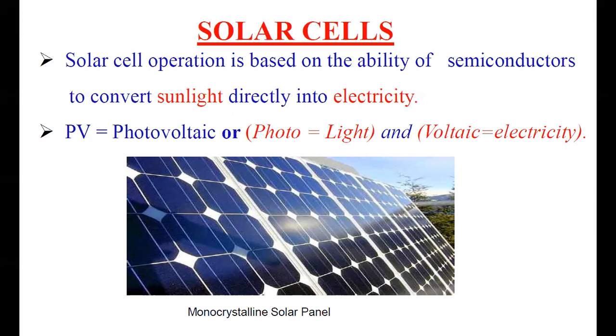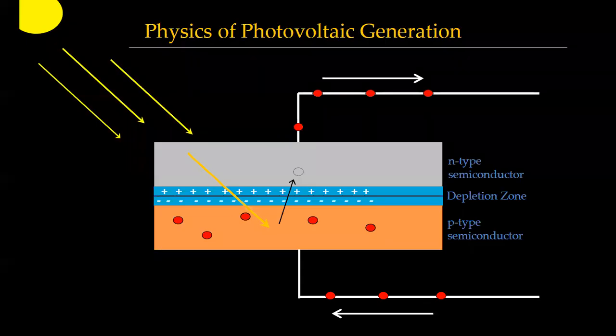The figure shows a monocrystalline solar panel which consists of many solar cells connected in different configurations. Then what is the basic operation of a solar cell? What is a solar cell? A solar cell is a solid state silicon based semiconductor device that converts the energy of light directly into electrical energy based on the photoelectric effect. Simply, it uses the light energy and converts it into electrical energy.